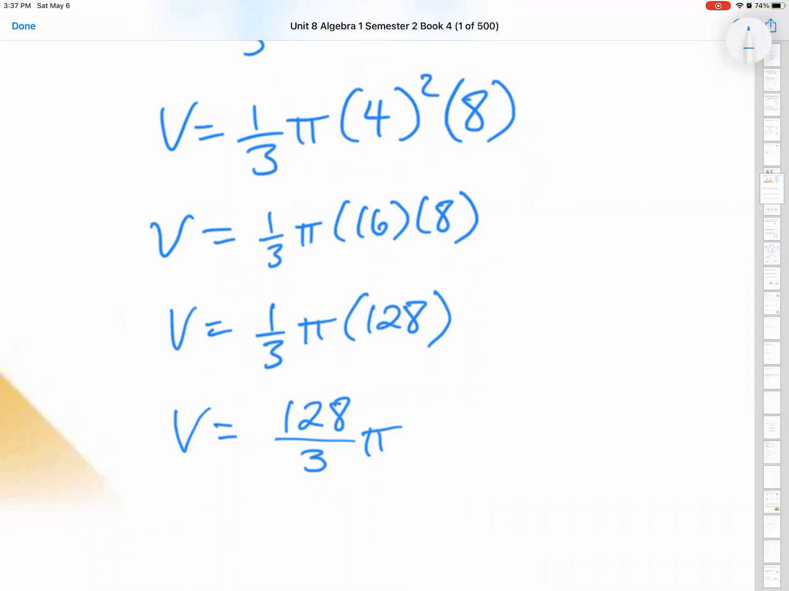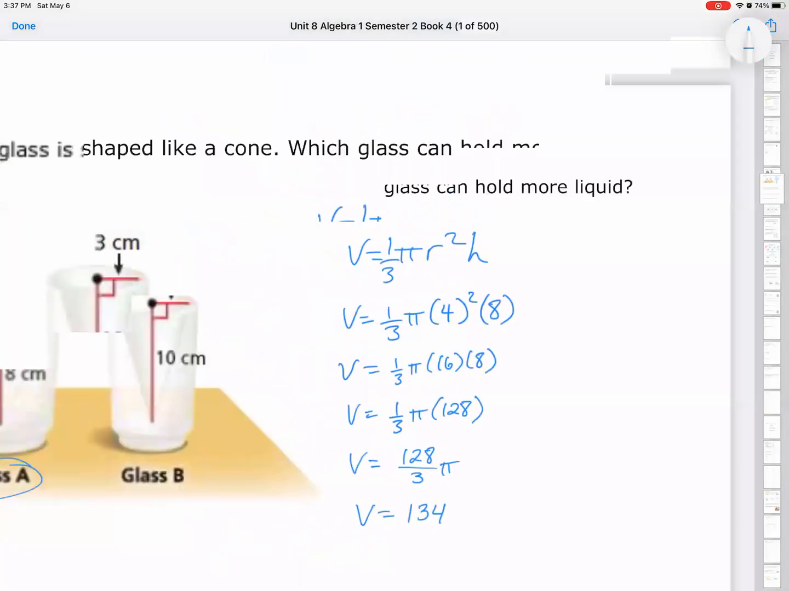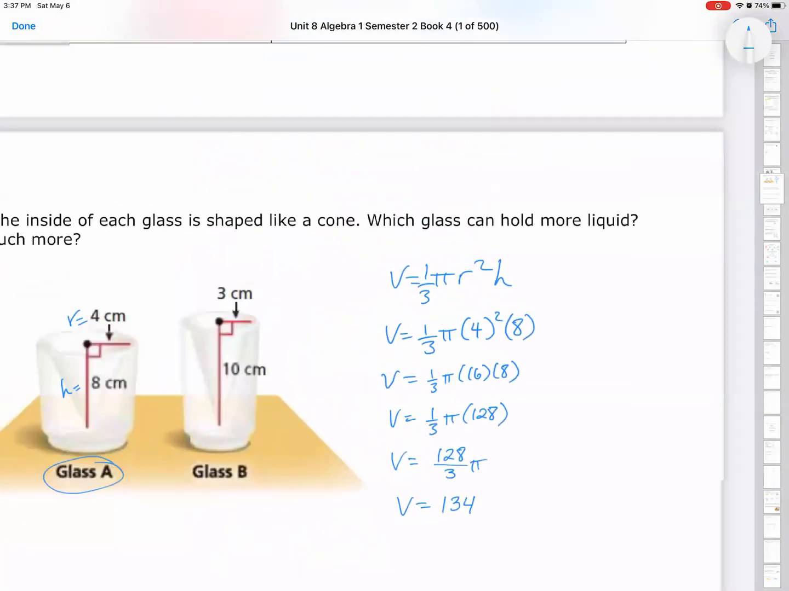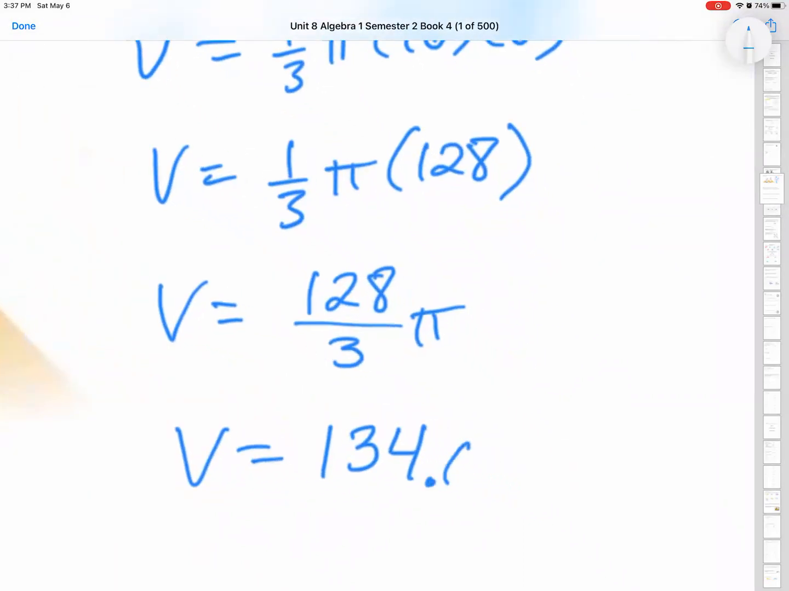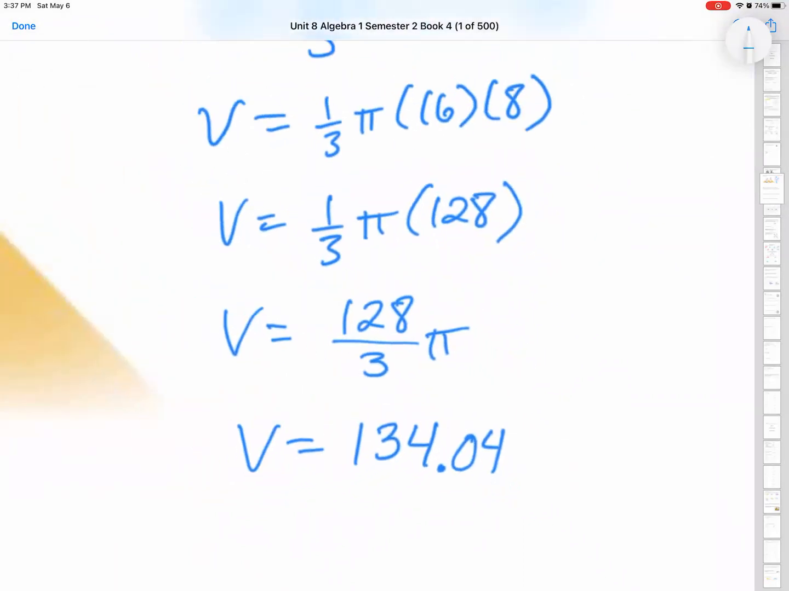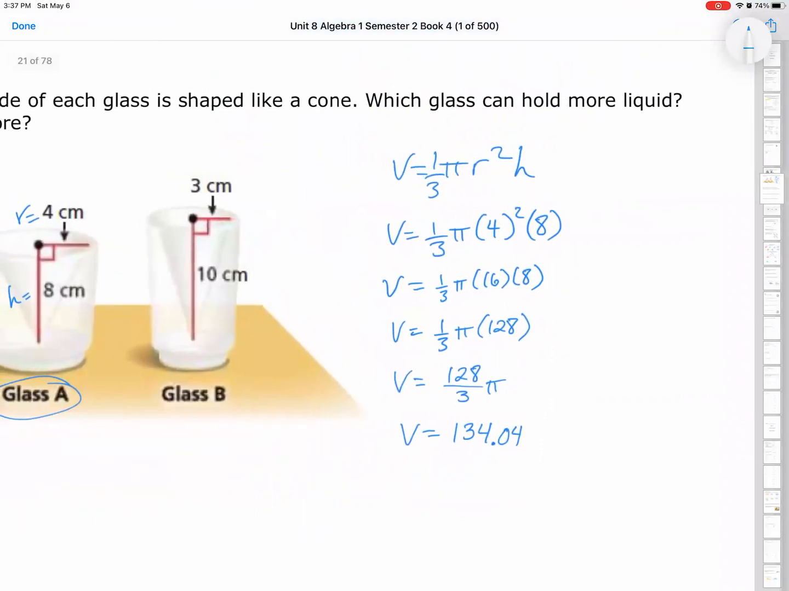And then when we multiply that out with pi, we end up with V equals 134.04. It should be to the nearest tenth, I believe, but we'll just do the hundredth. And we are in centimeters, so centimeters cubed. Okay, so there is cone A in that glass A. Go ahead and try to find B with that radius and that height.